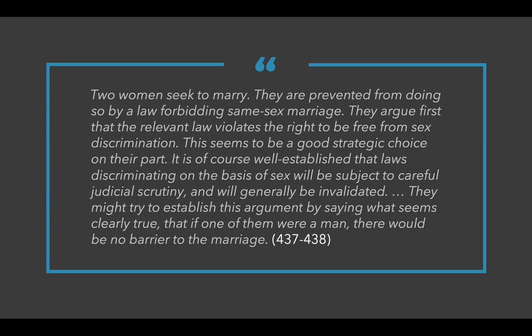and so they should be invalidated. Now, Cass Sunstein says, consider this hypothetical story. We don't have any particular people in mind here, but this is a story that very well may be true. Imagine we have two people who seek to marry, like Mildred Jeter and Richard Loving, but in this case, they're two women. They're prevented from doing so by a law that forbids same-sex marriage. They argue first that the relevant law violates the right to be free from sex discrimination. This seems like a good strategic choice on their part. The reason is that it's well established that laws that discriminate on the basis of sex will be subject to careful judicial scrutiny and will generally be invalidated.